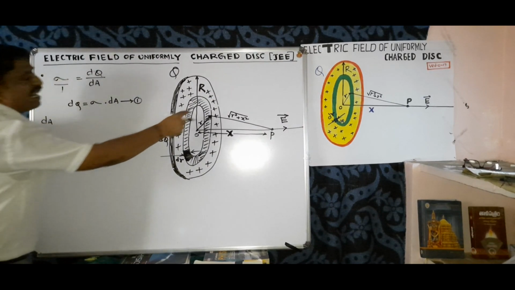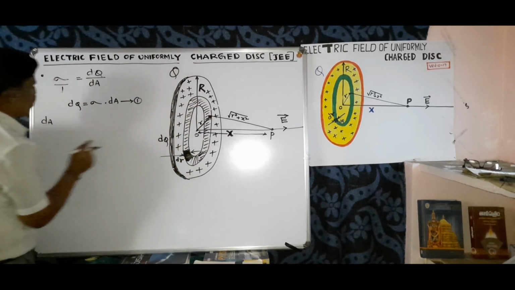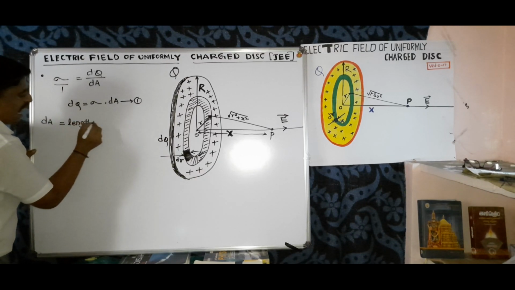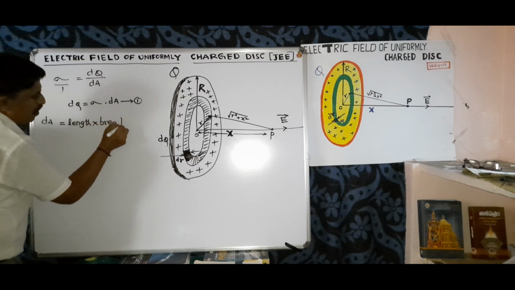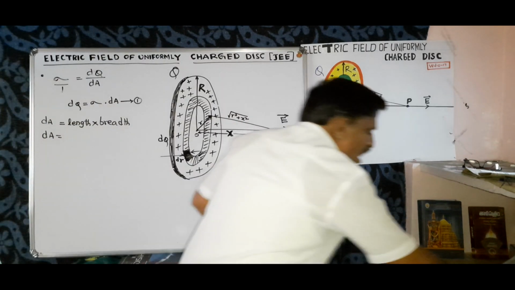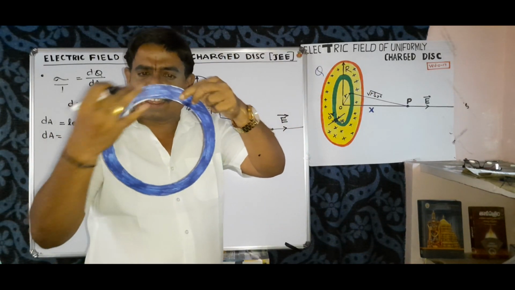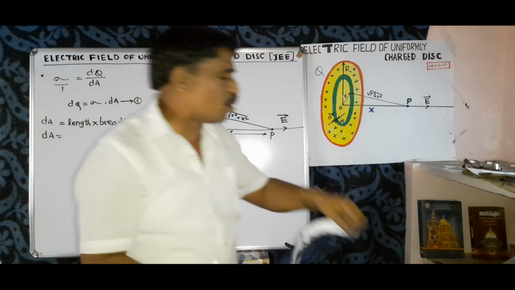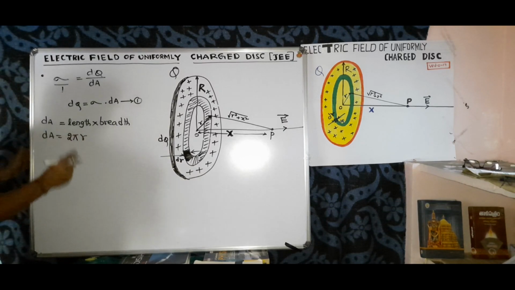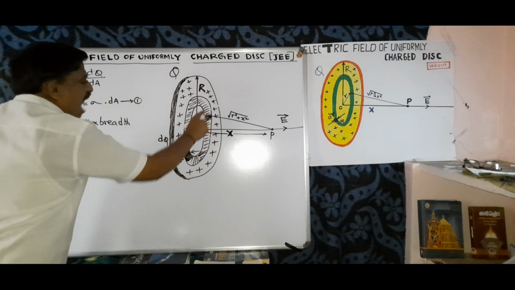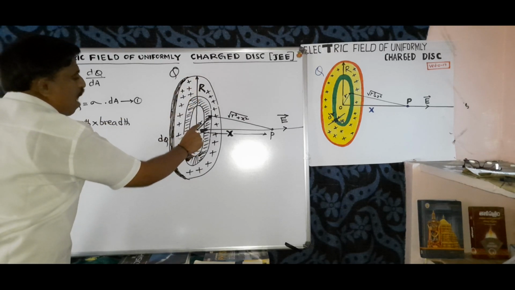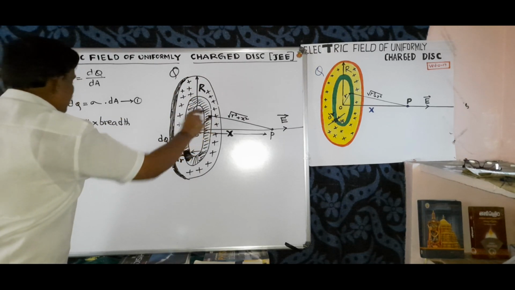dA means the area of this ring with the center O. Area means length into breadth. dA is equal to the length of this circular ring. Length means perimeter. Perimeter is 2 pi r. The reason is this ring has the radius small r. Capital R means the total radius of the disk. Small r represents the radius of the circular ring.